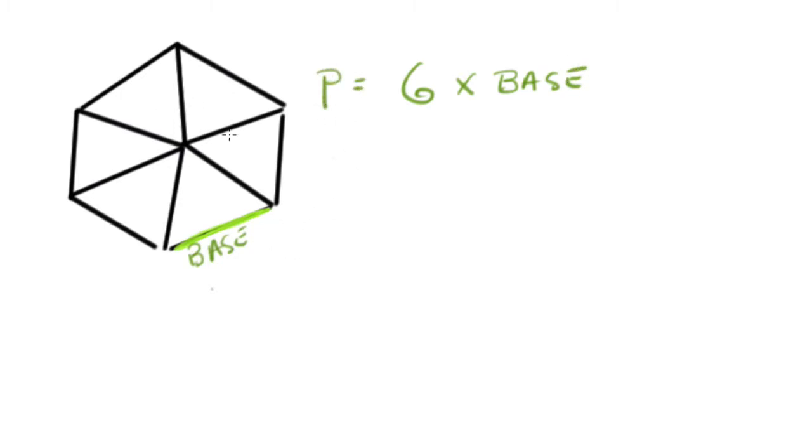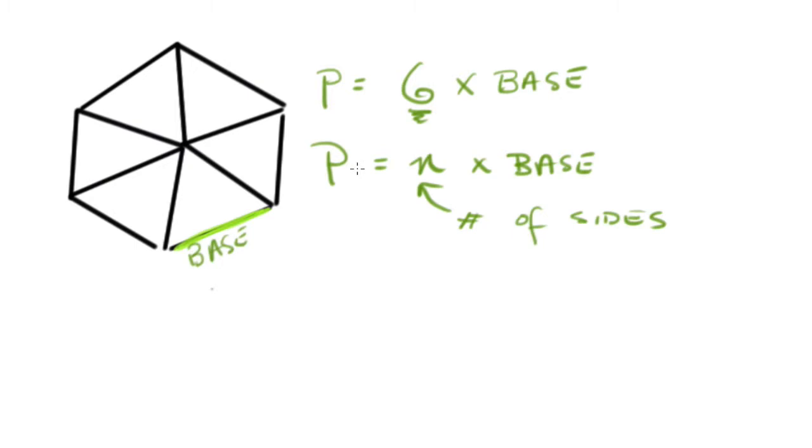But we don't always have 6 sides. Sometimes we have more, sometimes we have less. So the general formula would be perimeter is equal to n times base length, where n here is actually the number of sides.